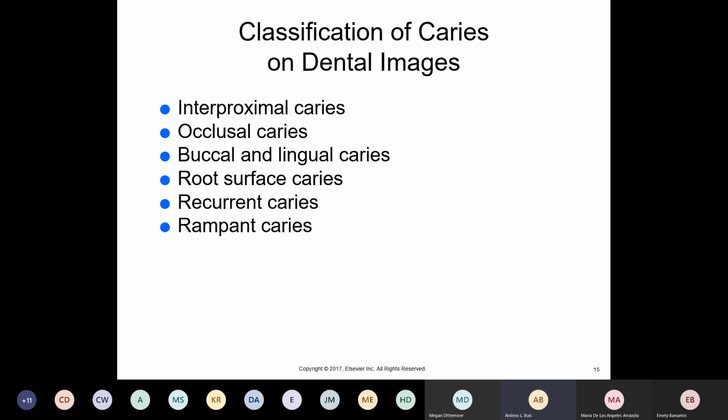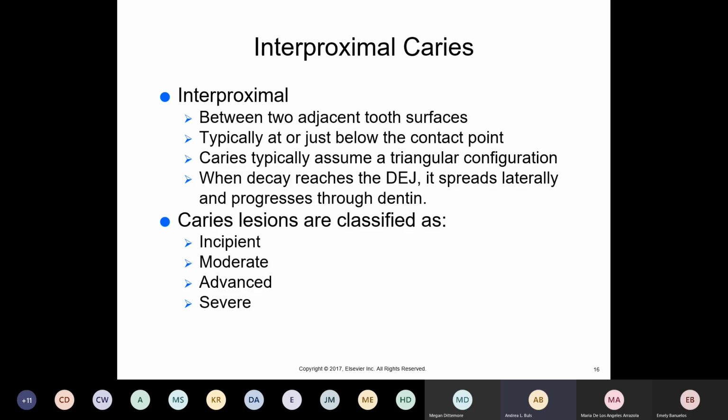And the classification of caries. So we have interproximal, occlusal, buccal and lingual caries, root surface caries, recurrent caries, and rampant caries. Interproximal, you guys know very well. It's between two adjacent tooth surfaces, typically at or just below the contact point of the teeth.